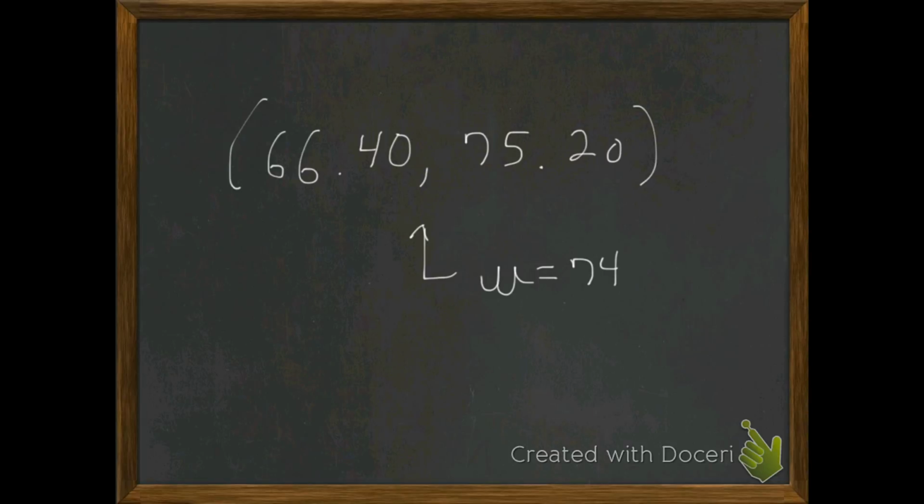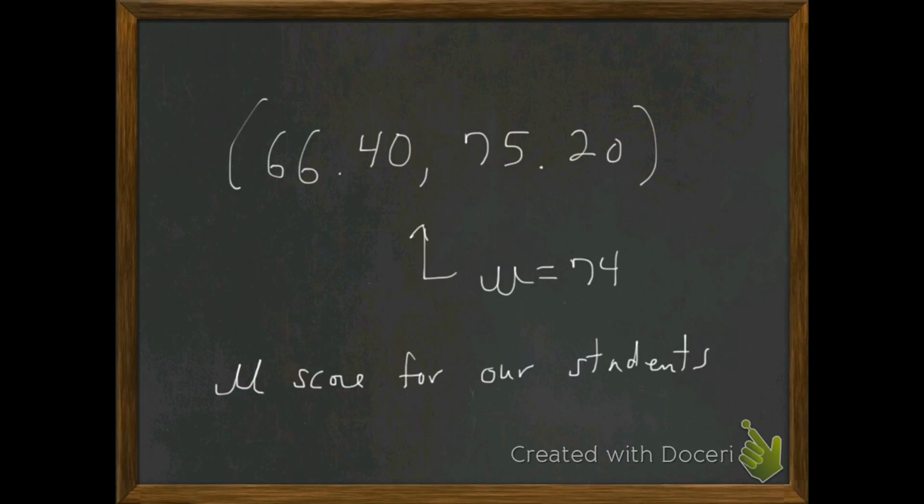We can go to our confidence interval, and with a 0.95 level of probability, it appears that the average score for our students, all of them, is somewhere between 66.40 and 75.20.